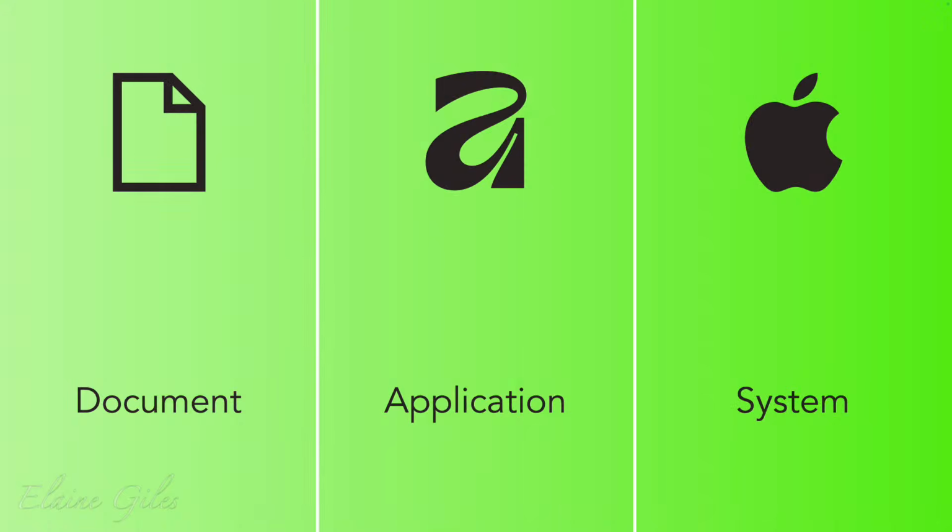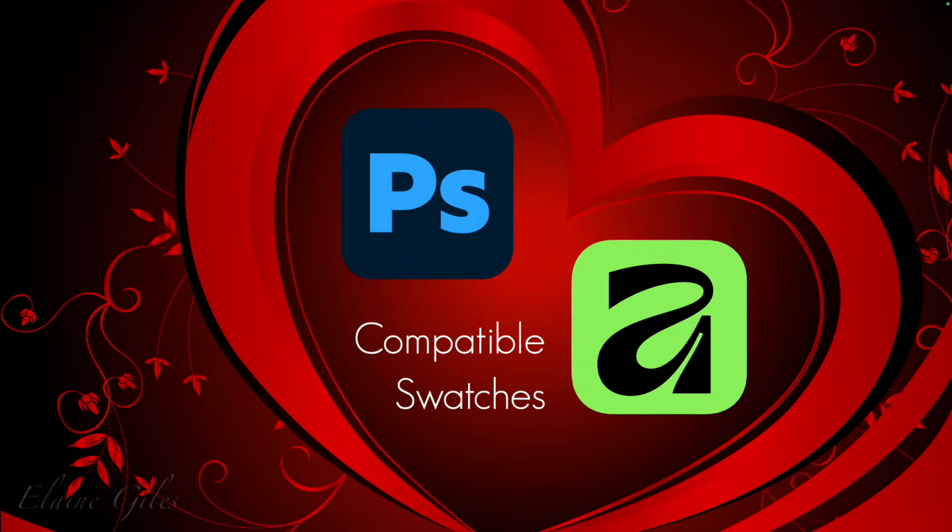The palette types we looked at were document palettes, where the palette lives inside a single file. Application palettes, which mean that the palettes are only available inside Affinity. And if you are on a Mac, my favourite, system palettes, which exist system-wide.